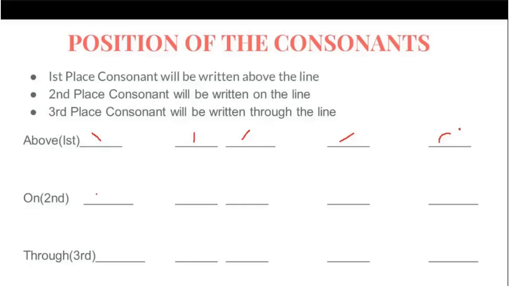That is T is on the line, T or D, it is on the line, J or Ray, it will be on the line. L will also be the third place, it will be written through the line, that means it will cut T, it is T or D, it is J.